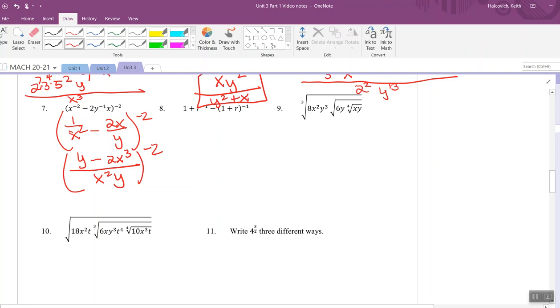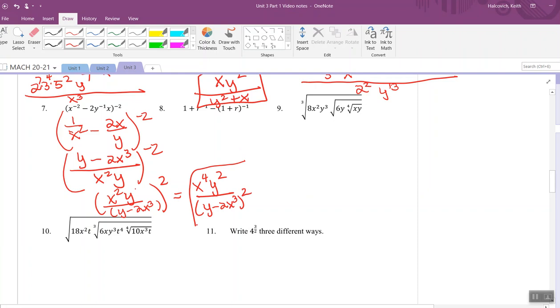So then to make it a positive exponent, we take the reciprocal. So it's x squared y over y minus 2x to the 3rd quantity. And we're going to square all that. So it's x to the 4th y squared over the quantity y minus 2x to the 3rd squared. Final answer.